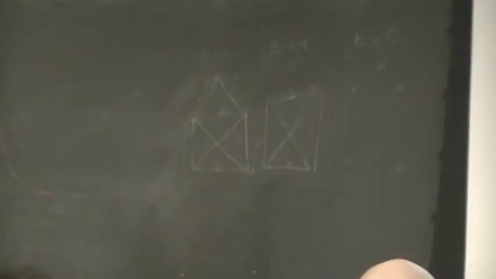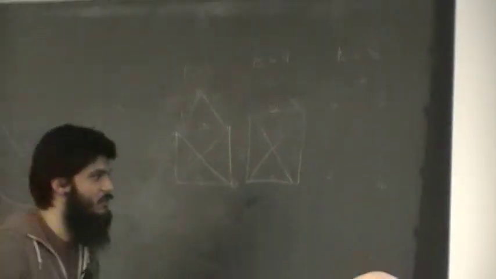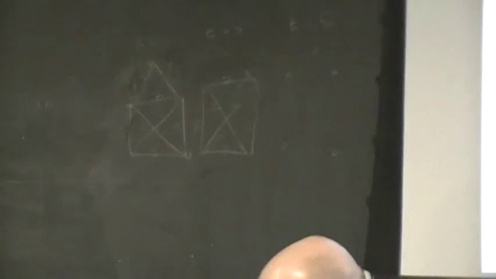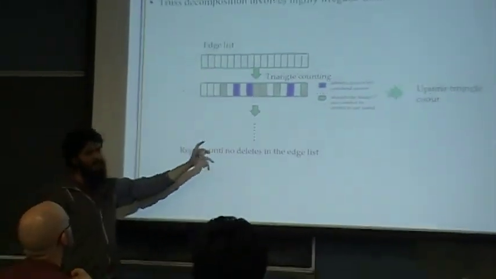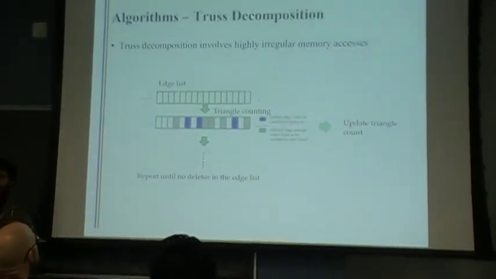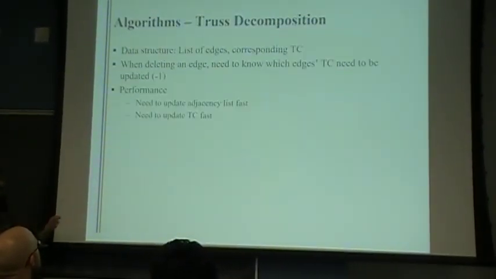So this is just the original way of doing trust decomposition. This is just talking about, sometimes you delete edges and then there's other edges that are affected. But I think you just recount. That's the trivial way of doing it. So if you go to the slide, this is the second way of doing it.